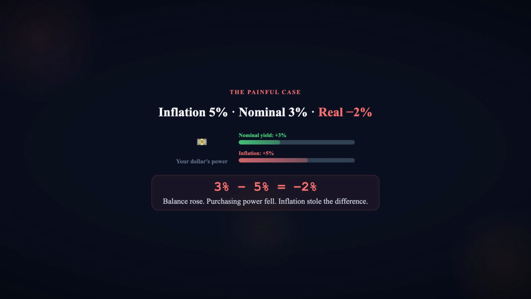Watch the dollar on screen shrink. That shrinking is not a metaphor. It is arithmetic. 3 minus 5 is negative 2, and negative 2% is a real loss of purchasing power.